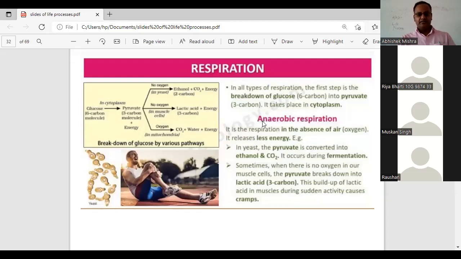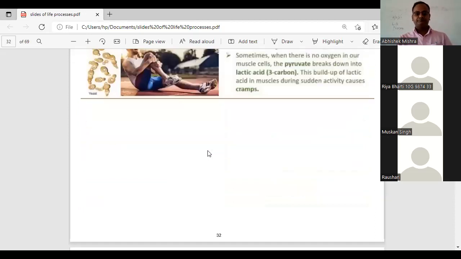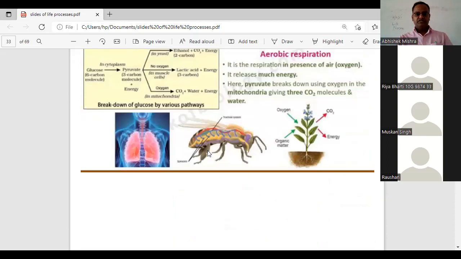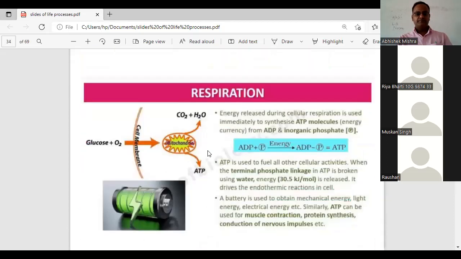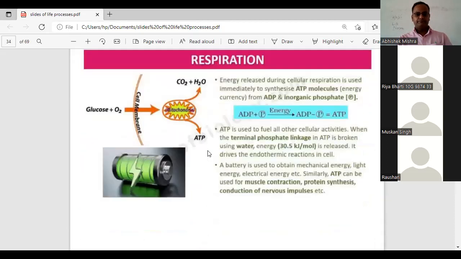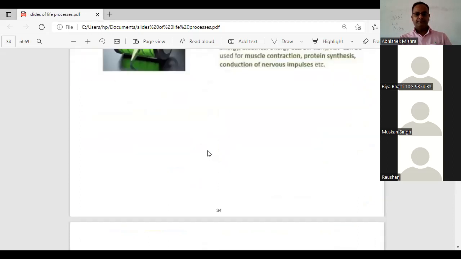So these are the cases. And one more thing we have over here, that is which will provide more amount of energy. Definitely aerobic respiration provides more amount of energy, and anaerobic respiration provides less amount of energy. Okay. Is it clear to all the students?